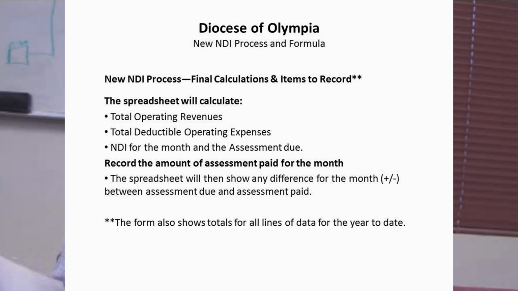Then it'll also calculate the NDI for the month and the assessment due, meaning lines C and D. Those are all calculated for you, and they're all right now based on a 17% assessment for this year. In 2016, it moves to 16%. So the thing for you to record will be on line E. You'll record the amount of assessment you paid, you sent in that month. And then the spreadsheet will show any difference for the month, plus or minus, between what is due and what is paid.